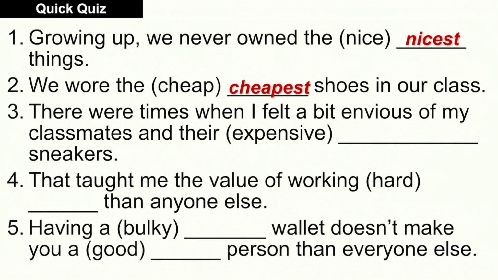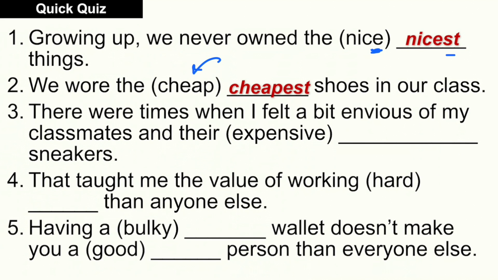Now, bakit ganun yung conversion natin? Kasi yung nice kanina, ends with an E. Sabi natin kapag single syllable, tapos nag-end siya with a silent E, lalagyan lang natin yung ST or R. So, nicest siya. Yung cheap, again, long vowel sound, cheap. So, lalagyan lang natin siya ng EST, cheapest shoes.